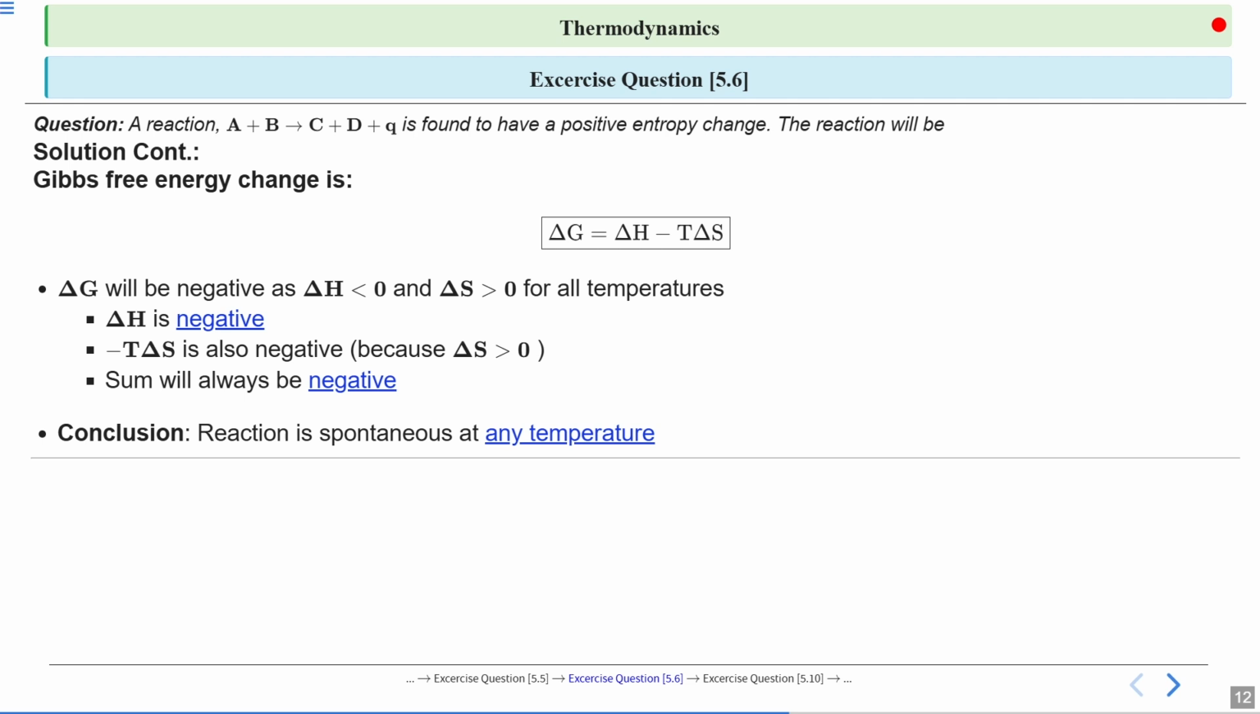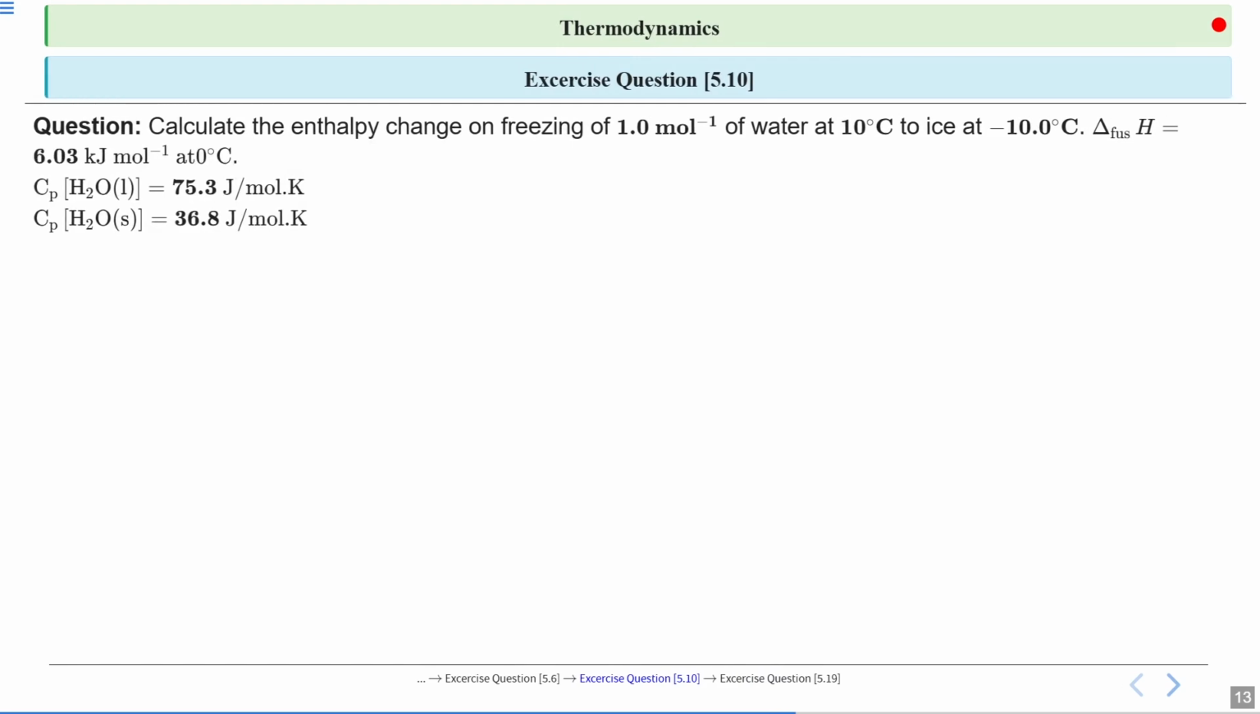Now there may be confusion at some point that this Q is not equal to delta H. But if you are saying that Q is given out during the reaction, although delta H may not be equal to Q, the thing that is for sure is that the reaction will be exothermic. If the Q is negative, the reaction will be exothermic. So that is for sure. Moving on to the next question.